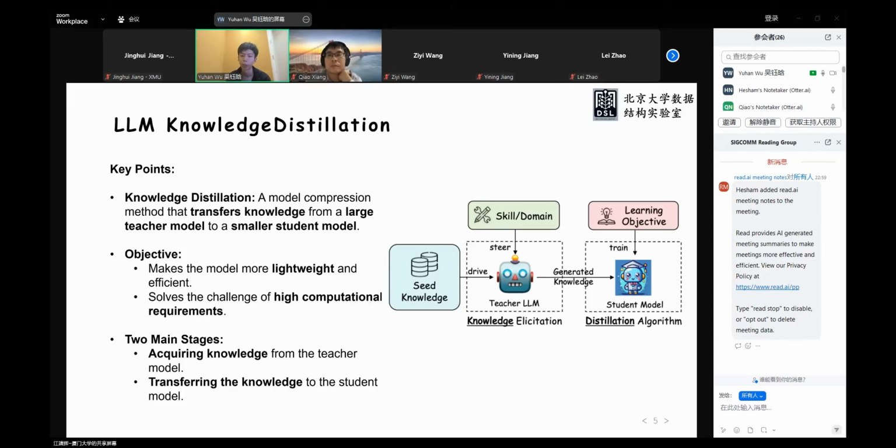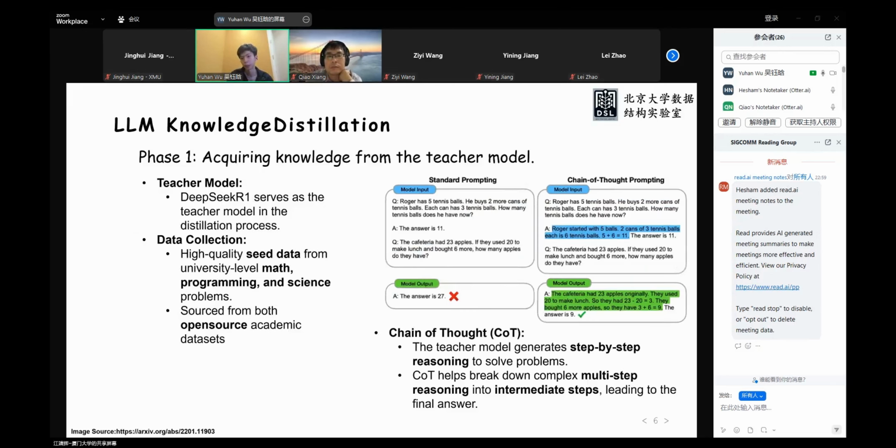Next, we will explore how the branch merge distillation method builds upon this concept. In the first phase of the distillation process, we acquire knowledge from the teacher model, DeepSeek R1. We begin by collecting high-quality seed data, which primarily consists of university-level problems in math, coding, programming, and science. These problems come from open source datasets.